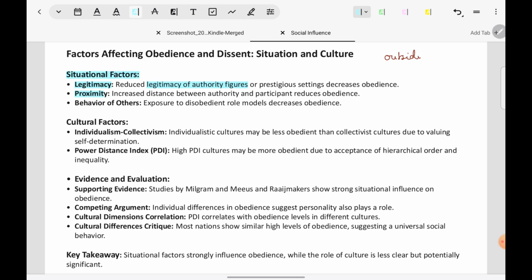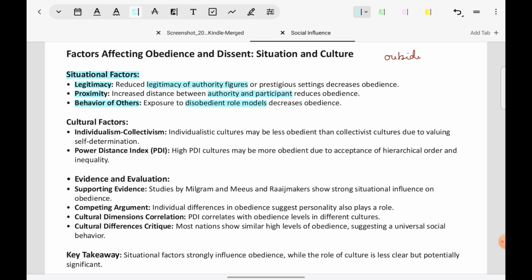Then coming to proximity, which we have seen as immediacy earlier, when we are right next to the authority figure, like they are physically present in front of us, then we are more likely to obey. And then there is behavior of others. If we see disobedient role models, you can connect this with Bandura's theory. If you've done GCSE psychology, many of these theories must be already known to you. Even if you haven't, you do learn about Bandura's theory this year also. So keep this in mind.